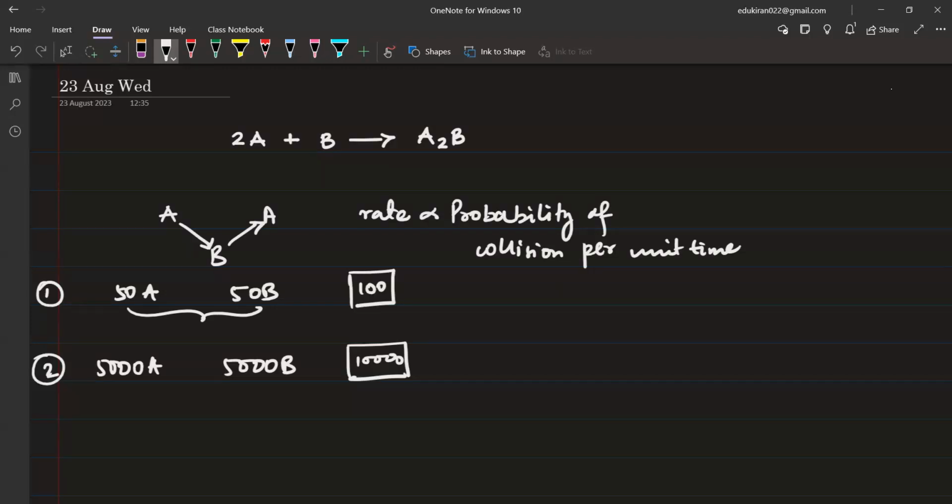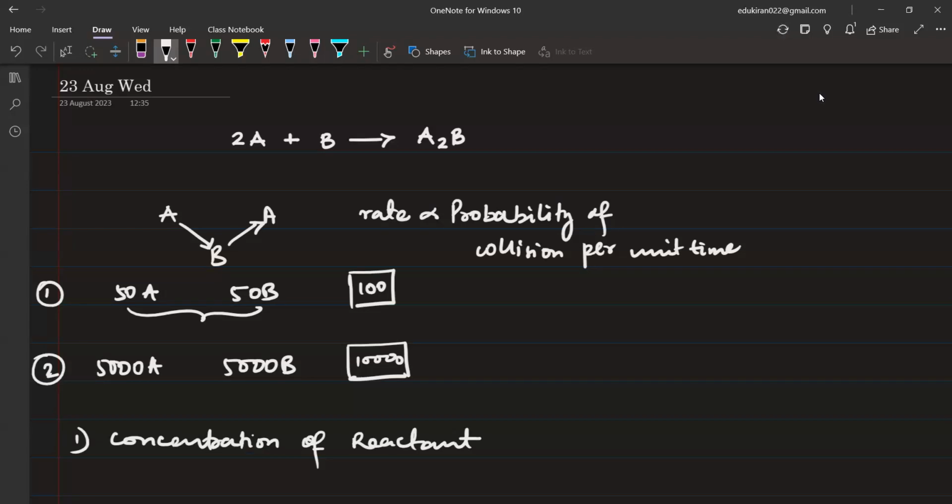So obviously they will say 10,000 people, right? Simple problem. That is why the amount of reactant is very important. So first is the concentration of reactants. If the concentration of reactant is more, then the rate will also be more.